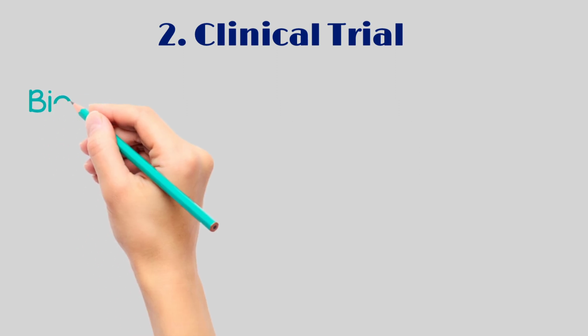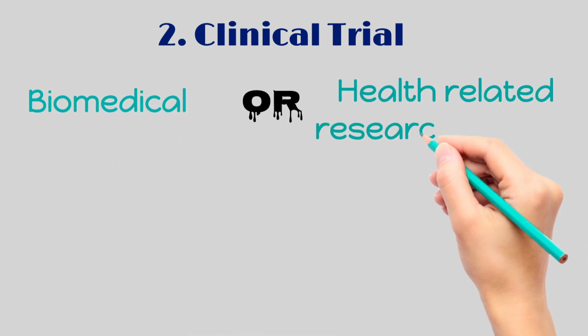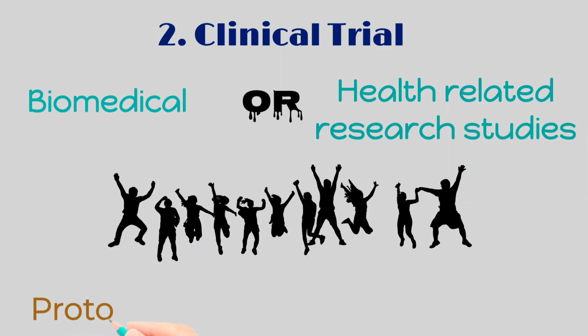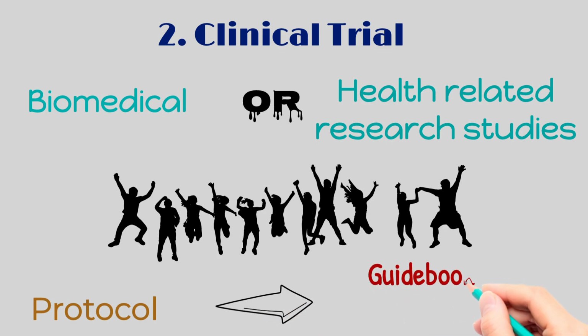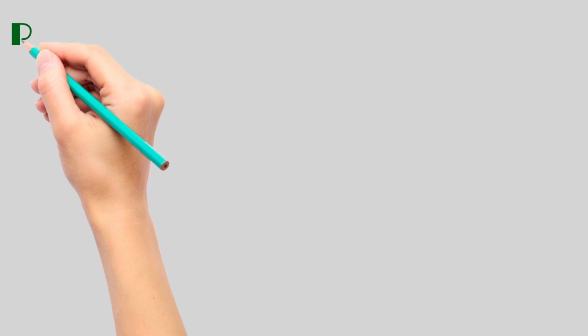In simple language, clinical trial is biomedical or health-related research studies conducted in humans. Clinical trial follows the predefined protocol. Protocol is nothing but the guidebook for research study. Now let's move to phase 1 of clinical trials. Phase 1, also called as first in human study.